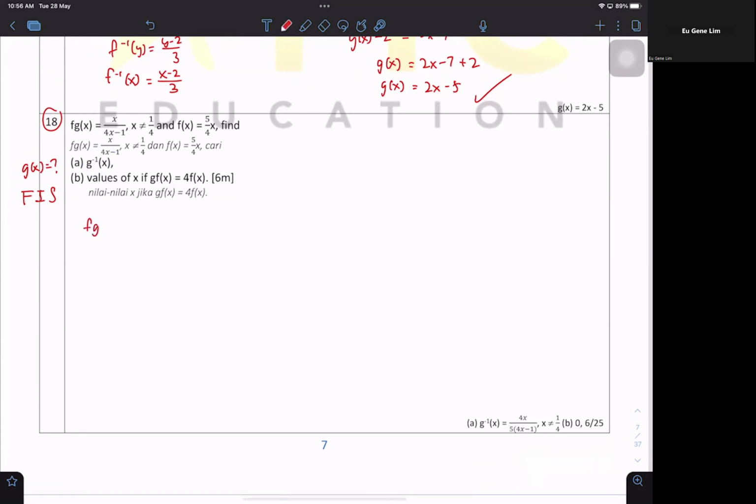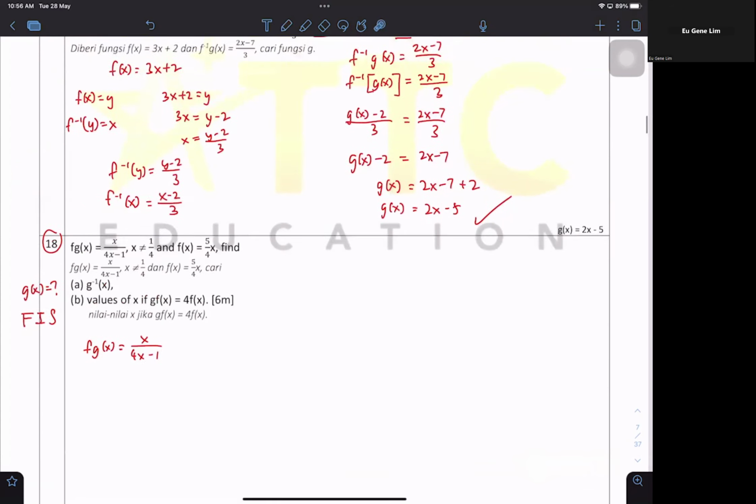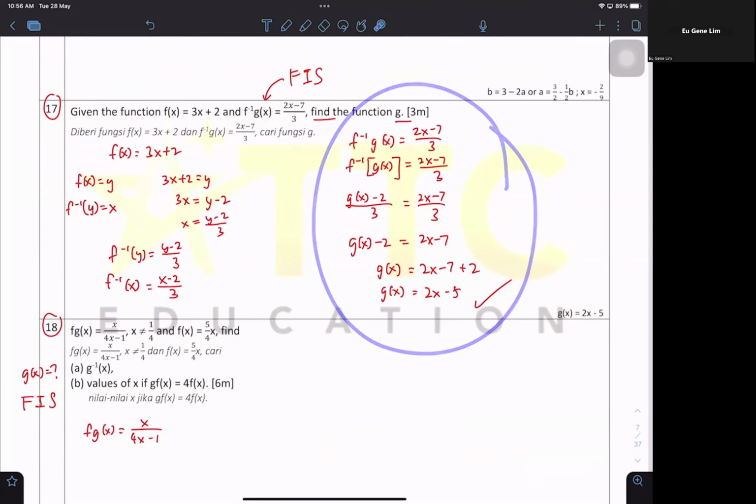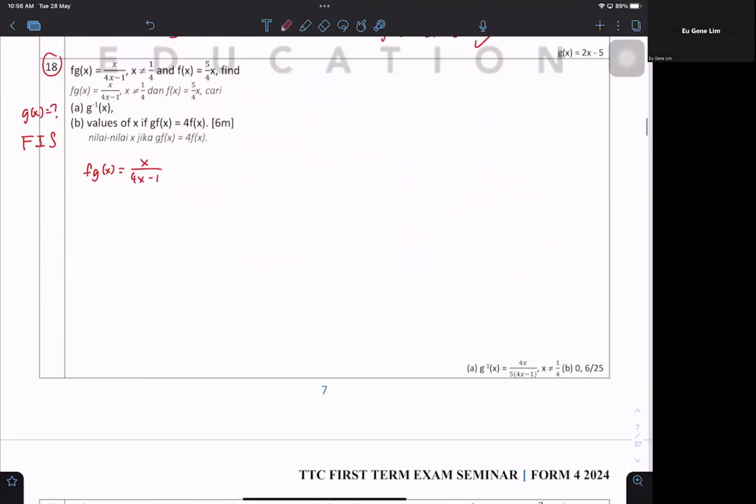Now, first we copy the question first. Then you follow the same method. This is also a fees question. Now put a box around the GX first. Then you do the substitute. Find inside, substitute. Again, basic of function. Take the bracket, sub into the x.